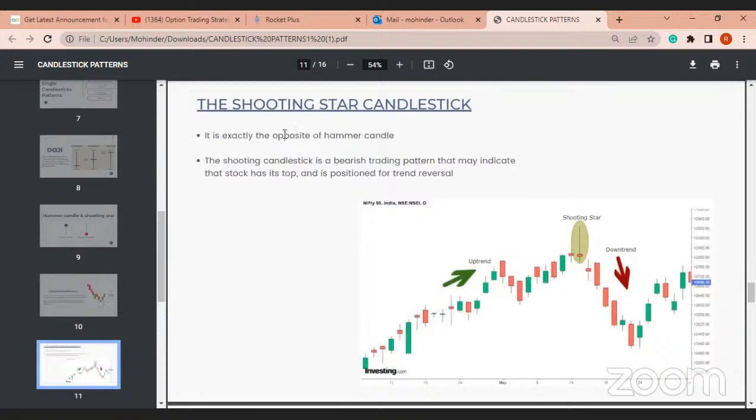And the next one is the shooting star candlestick. It is absolutely the opposite of what we learned in the hammer candle. There is a point here. The shooting star candlestick is a bearish trading pattern that may indicate that the stock has reached its top and is positioned for a trend reversal. Just the opposite of what we have just learned in the hammer candle. Imagine this is an uptrend. So the stock is moving in an uptrend.